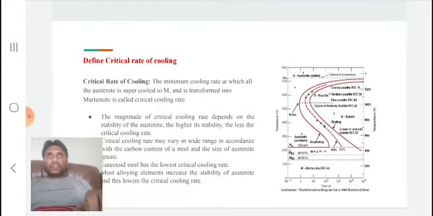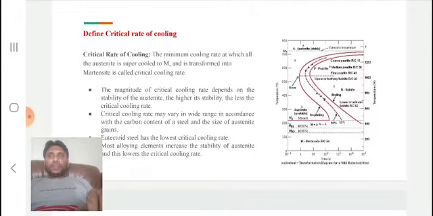So to transform the entire austenite to martensite, whatever cooling rate is required, that cooling rate can be called the critical rate of cooling. So critical rate of cooling is the cooling rate at which the entire austenite is transformed into martensite. The magnitude of the cooling rate depends on the stability of the austenite. The higher its stability, the lower the critical cooling rate.